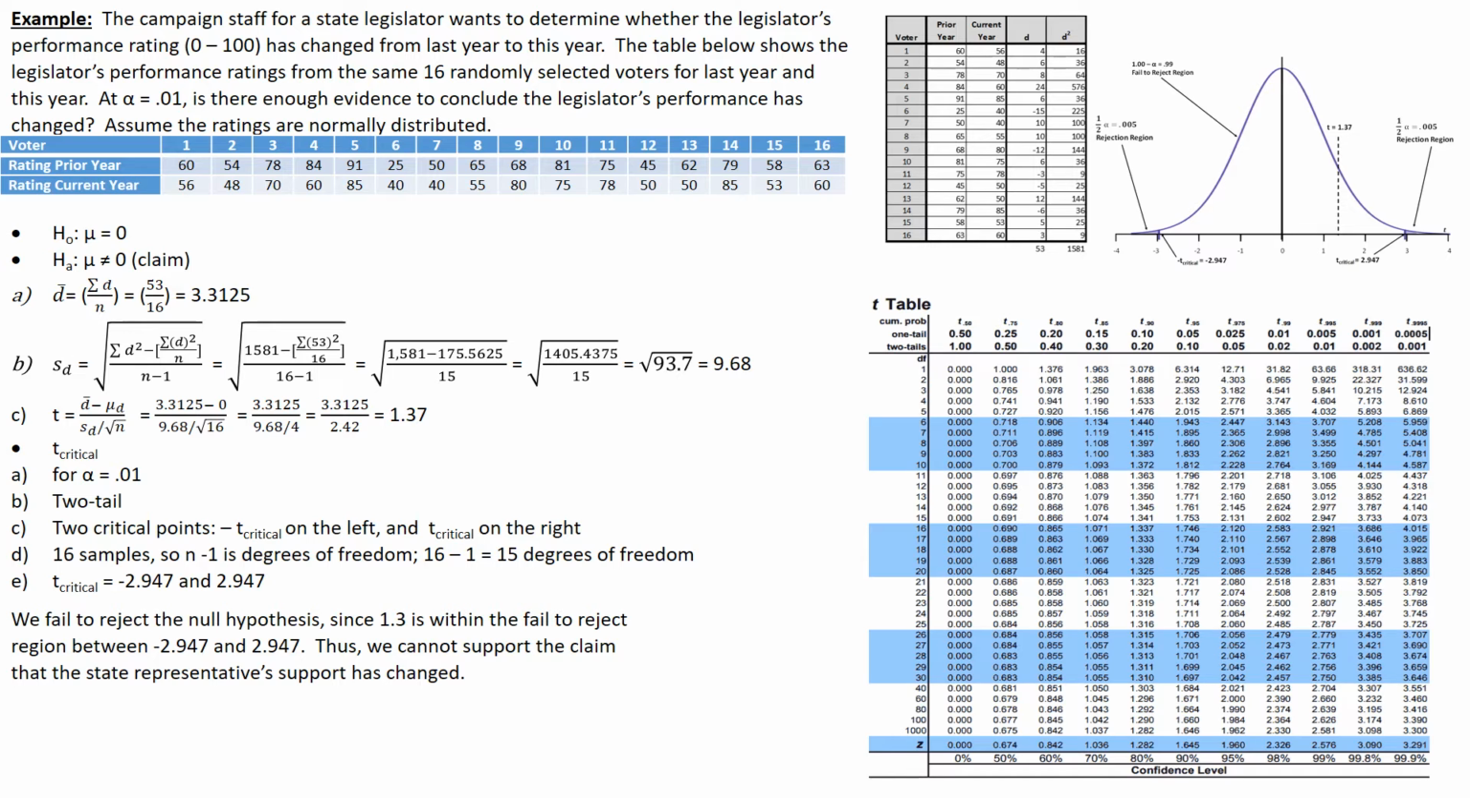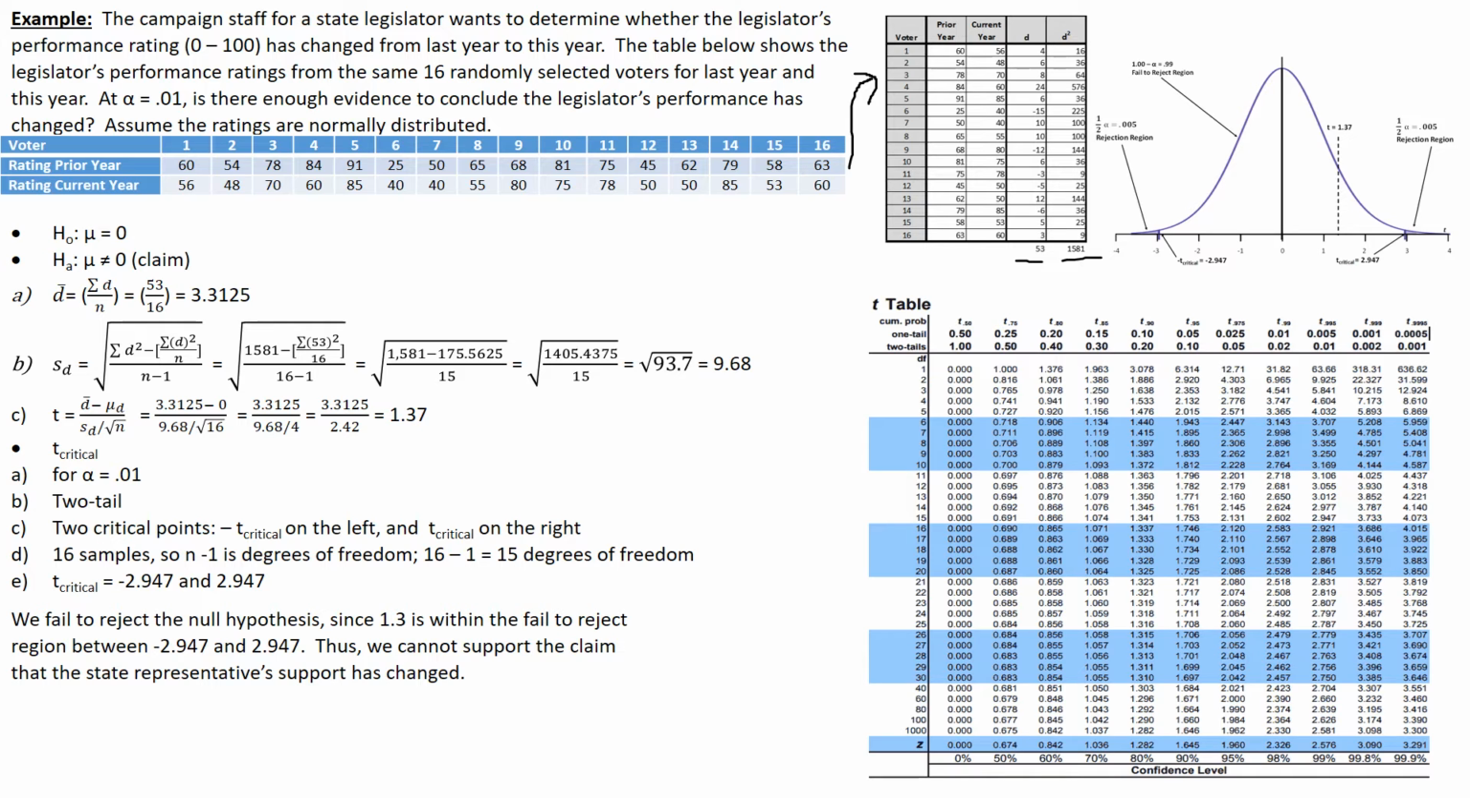So the prior year, person number 1 gave a 60, and then the current year they gave 56. And 60 minus 56 is 4. Number 2 is 54 minus 48, which is 6. I've done the same thing as before. I just converted this table in Excel, so it's easier. My sum of D for all these differences is 53. My sum of D squared is 1581. And I'm going to plug and chug.